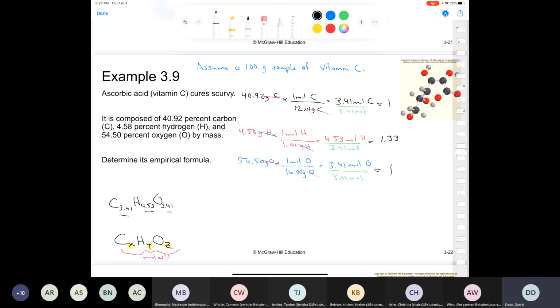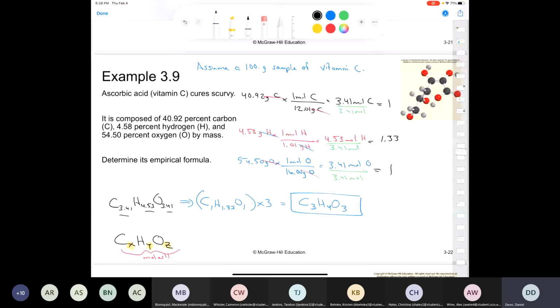Again, and I'm going through this a little bit slowly, but look, again, there's no such thing as C1 H1.33 O1. That doesn't exist. What's the simplest whole number ratio I could get? And again, it doesn't have to be right down to the 1,000th or anything like that. It's just got to be really close. If I multiplied this whole thing here by 3, what would I get? Can you do that in your head? 1.33 times 3, it's 4, right? So then I would get C3H4O3. And that would be the empirical formula of ascorbic acid or vitamin C.